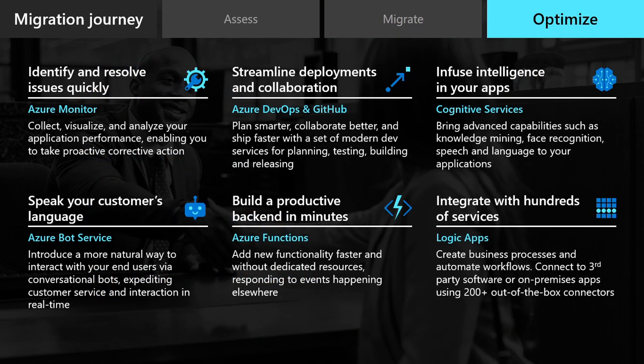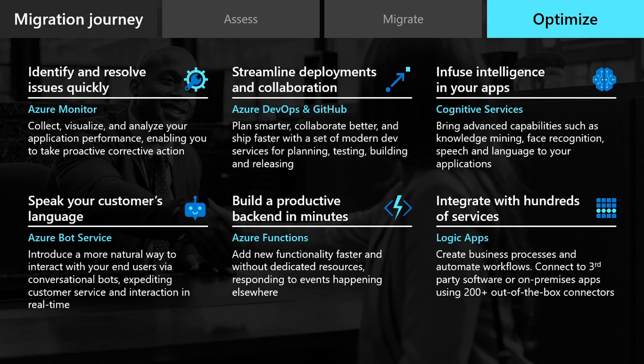So now, let's have a look at a few of the features which are going to help you as an extension for your App Service. That means before you come to App Service and once you come to App Service, what are all the things that are available in the pipeline for you? Okay, so one is Azure Monitor. Collect, visualize and analyze your application performance, enabling you to take proactive and corrective action, right? Azure Monitor helps you to monitor the health status and performance.